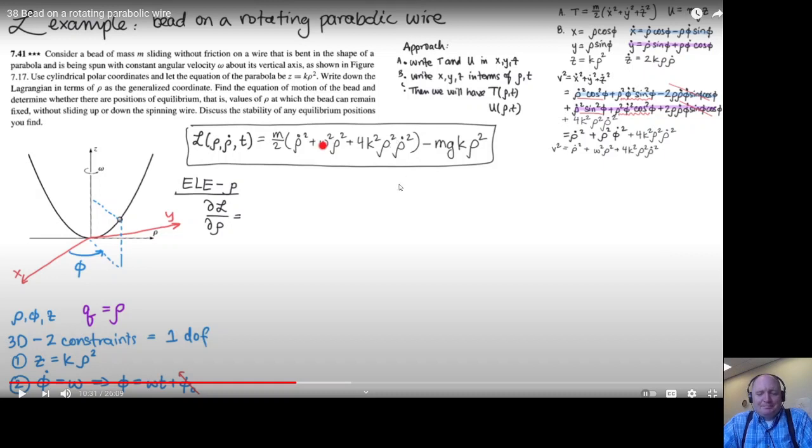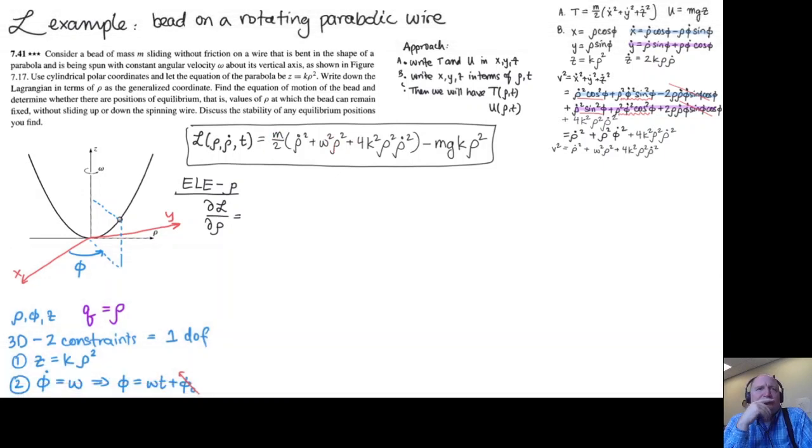So this is tricky. Omega squared rho m over 2. So that's just omega squared rho times m. Like so. Second term, we're going to get an 8k squared rho dot squared times m over 2. So that's 4 mk squared rho dot squared. And the final term will get minus 2 mgk rho.